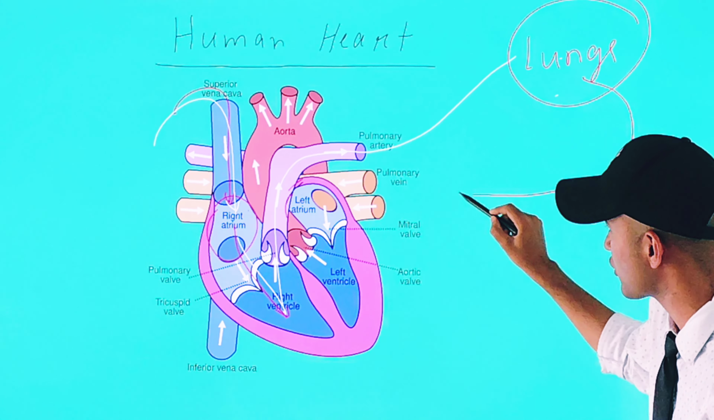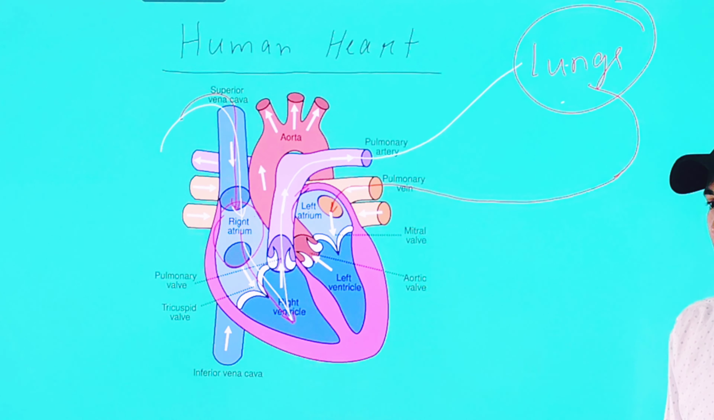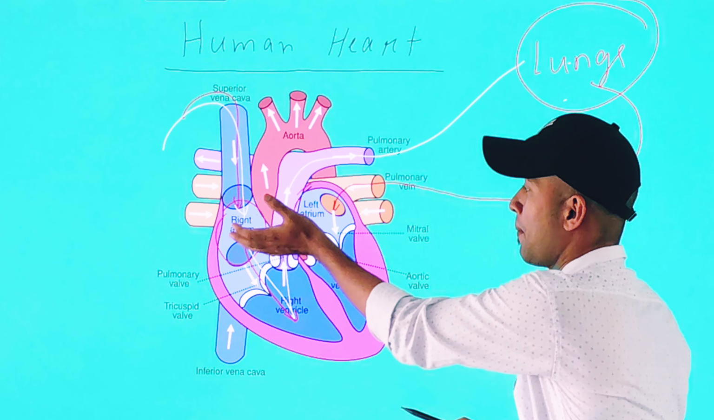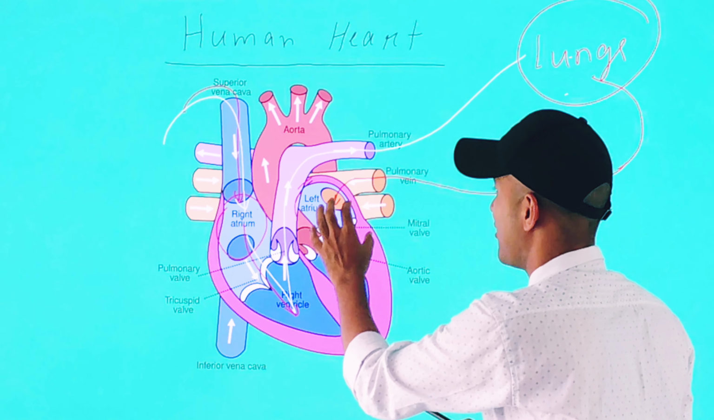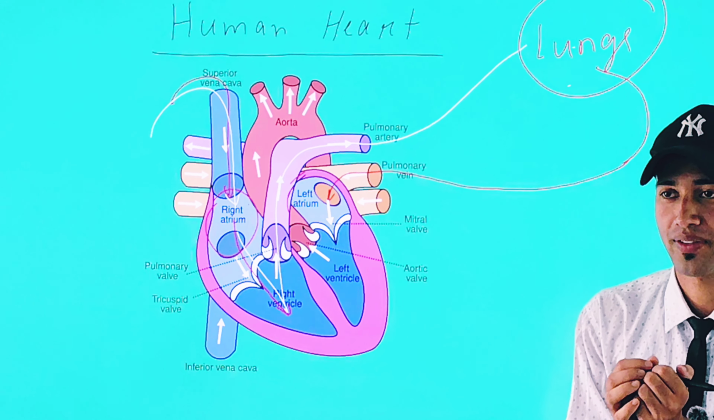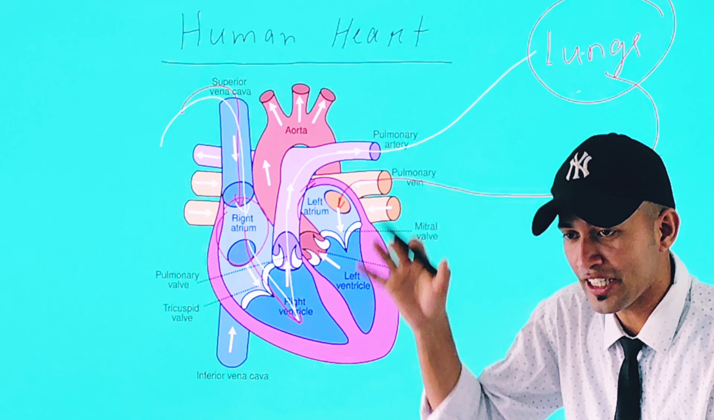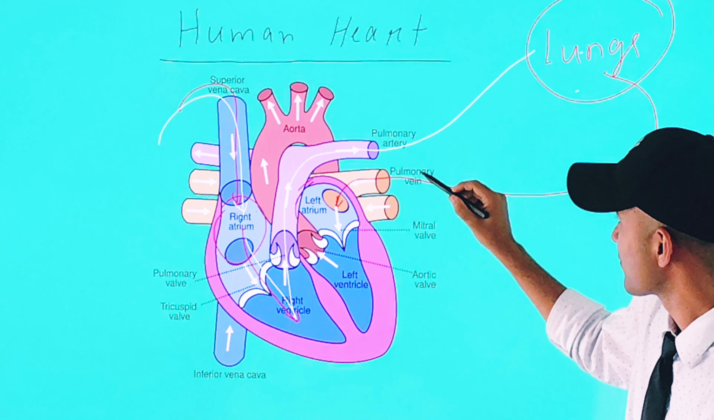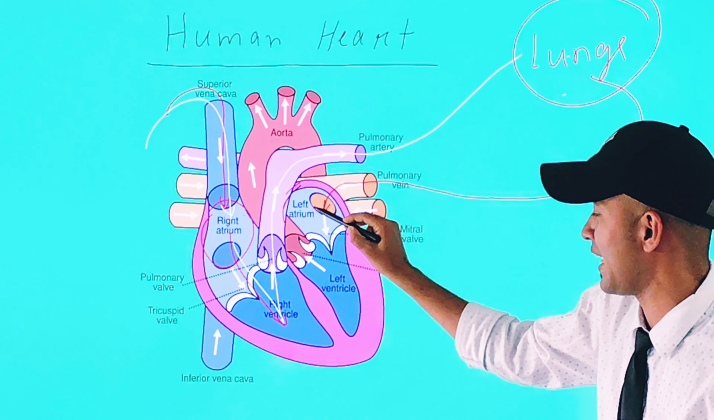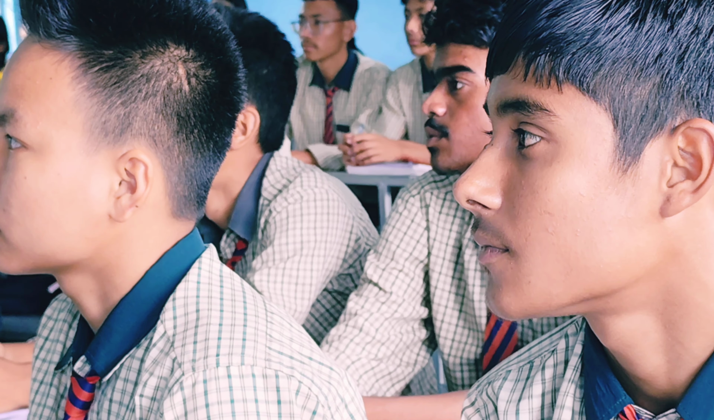Clear? From here the exchange of gases takes place and this deoxygenated blood becomes oxygenated. Again it comes back to which chamber? Now I already told you the upper parts, right atrium and left atrium, only have the function of receiving blood. They will receive blood and send it to the ventricle. This oxygenated blood will be received by the left atrium and sent to the left ventricle.